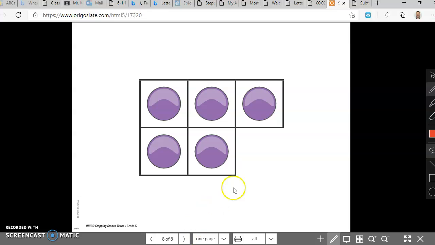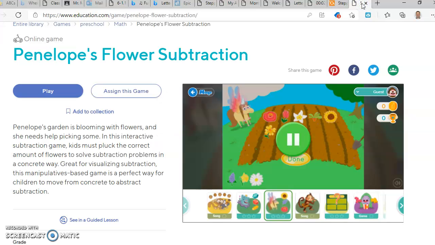So now, I'm going to show you this activity. Now, this is on the link underneath this one that you just clicked on to watch this video. And this game is called Penelope's Flower Subtraction. And what you do when you go onto this page, you're going to see your name down here. So you click on your name, and then the person in the game is going to tell you to subtract a certain amount of flowers.